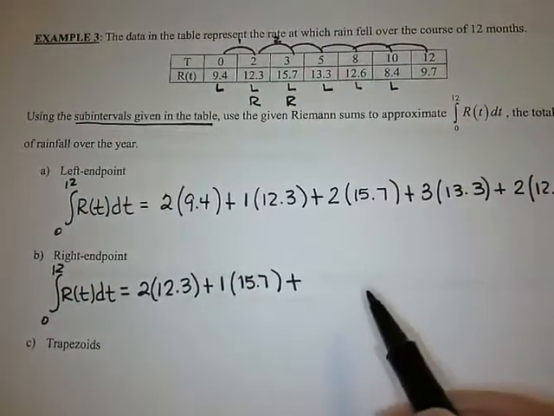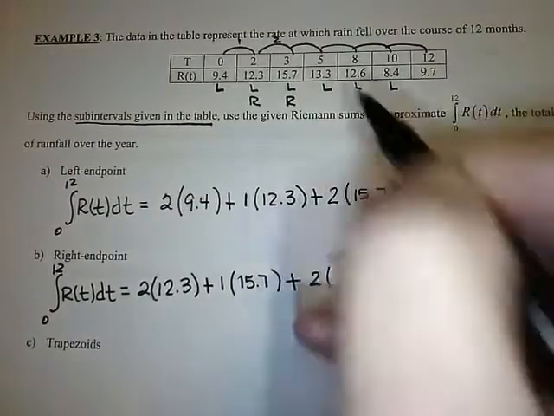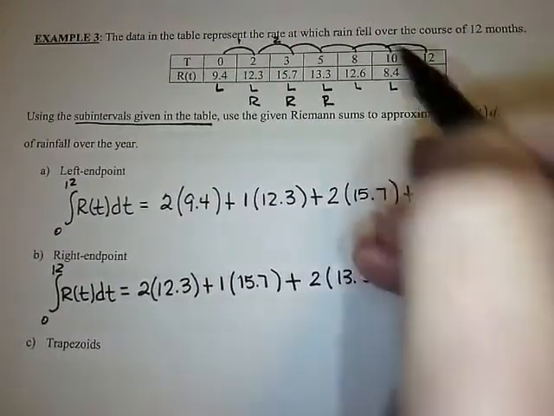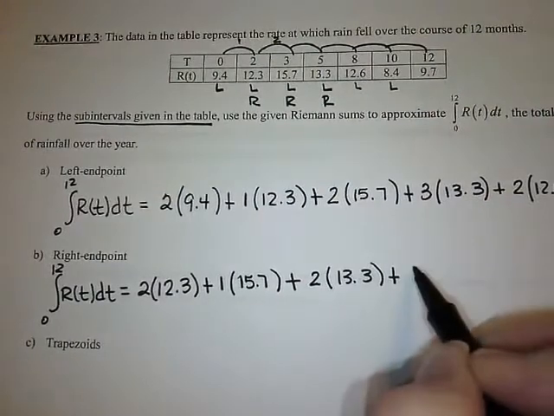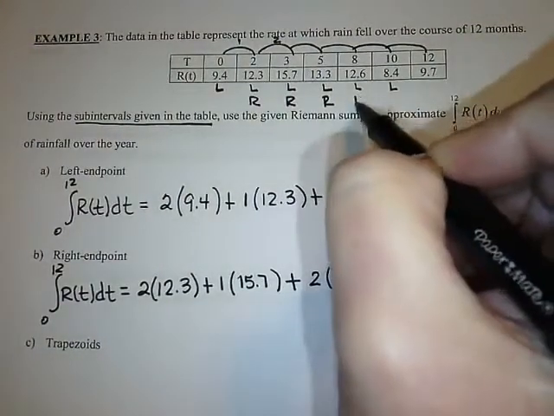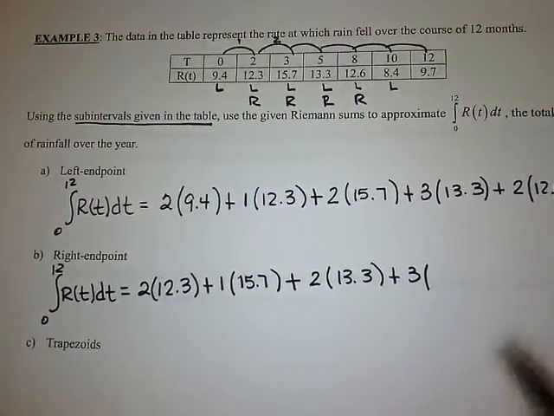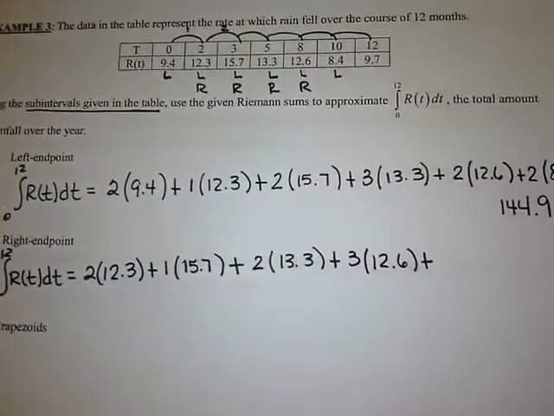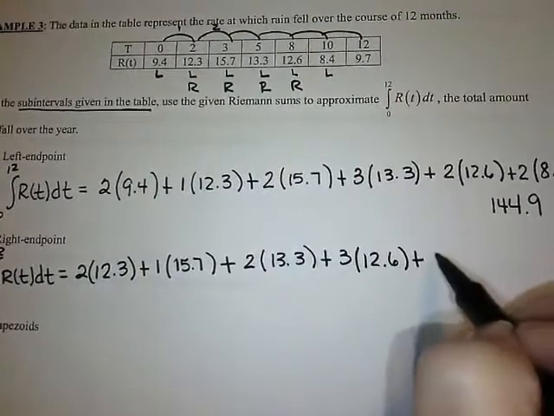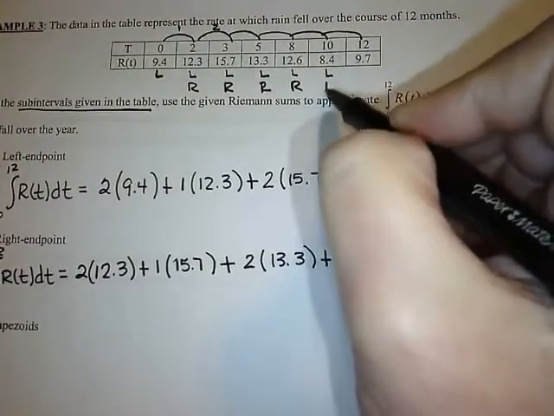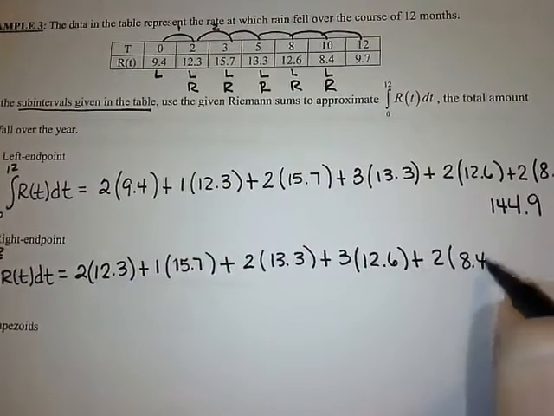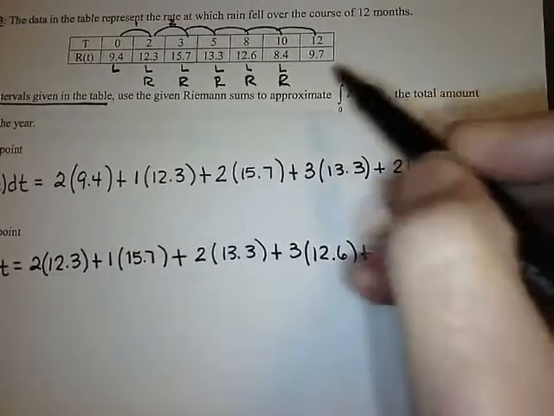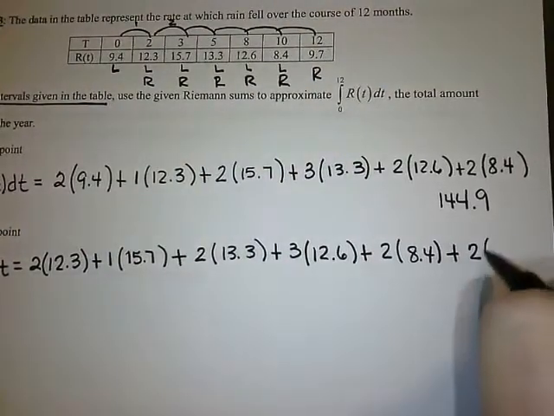Then I have my next one, which is going to have a width of 2. Connecting it on the right-hand side is going to be 13.3. Then I have my next one, which is going to have a width of 3. Connecting it on the right-hand side is going to be 12.6. And then I have my next one, which has a width of 2. Connecting it on the right-hand side is going to be 8.4. And then the last one is 2, and I'm going to connect it on the right-hand side, so it's going to be 9.7.